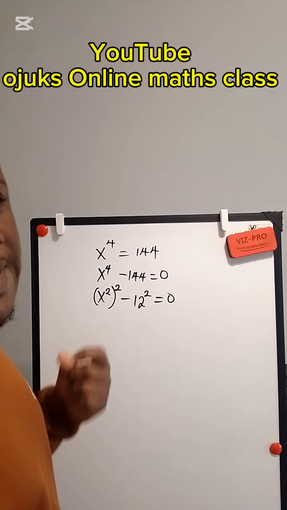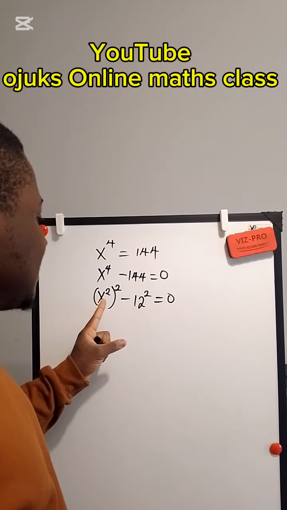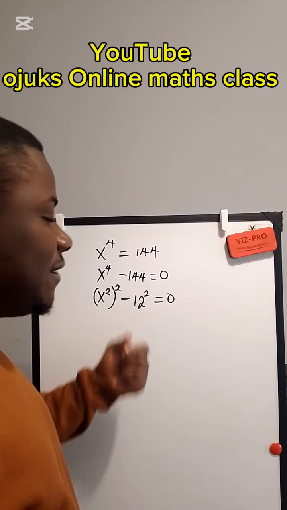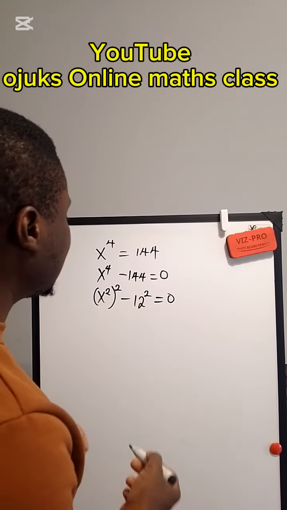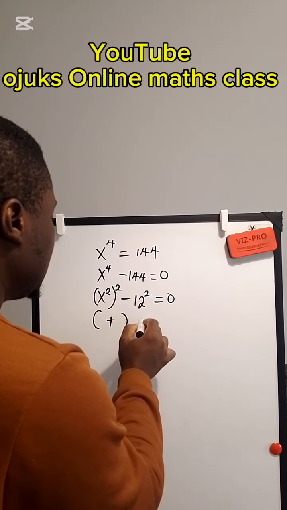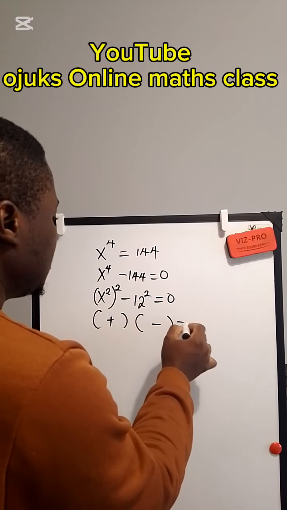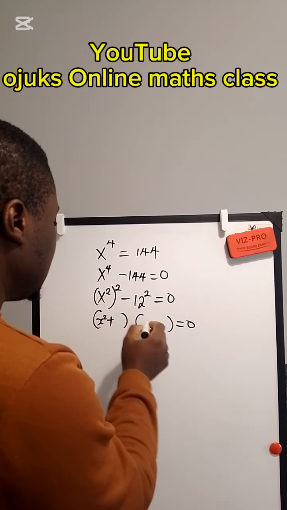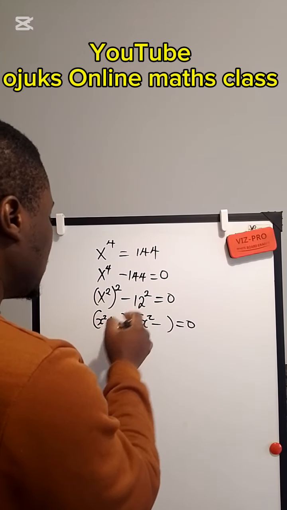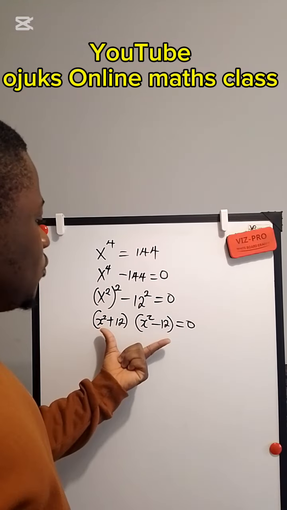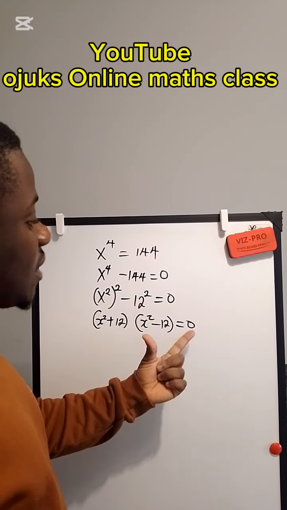Now, if we apply the concept of difference of two squares, because if you observe, these two expressions here are raised to the power of 2 and we have a negative separating them. So applying the concept of difference of two squares, open two brackets, plus in one, then minus in the other one, equals 0. So of course, x squared is double, then put another one here. 12 is double, so put one of the 12 here, put one of the 12 here. Now we have these two brackets multiplying themselves, equals 0.